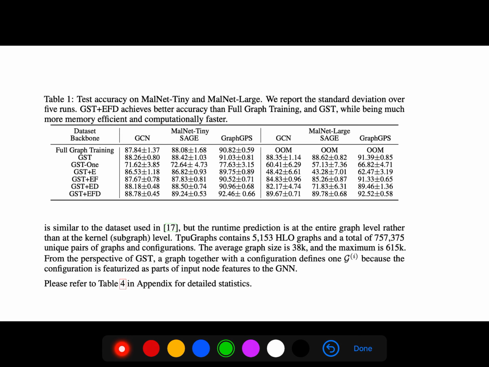They did some tests on datasets like MalNet Tiny and MalNet Large, with different backbones like GraphSage, GCN, and GraphGPS.